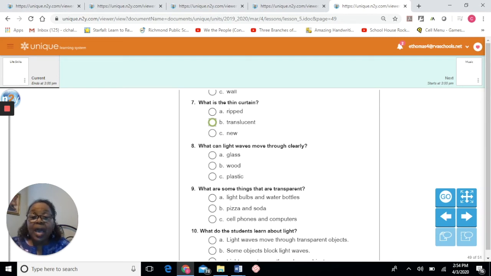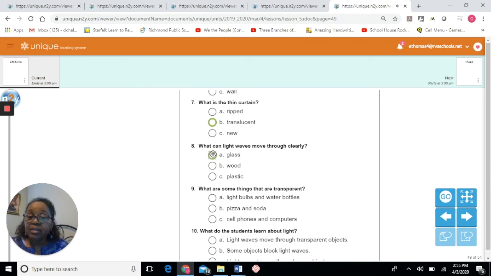What can light waves move through clearly? In other words, you can see through it. I held this up. You can see through this. Let's see. What can light waves move through clearly? A, glass, B, wood, C, plastic. So let's see. Glass, I think that's the right answer.